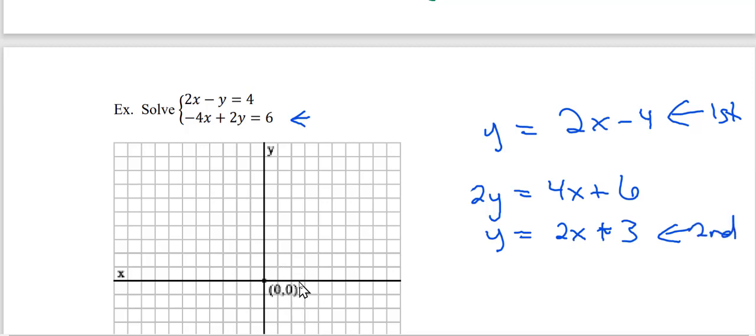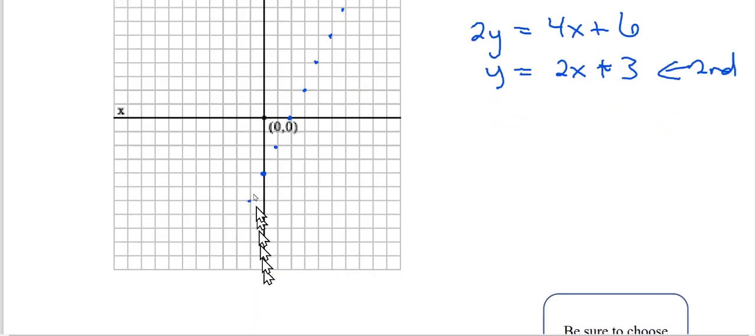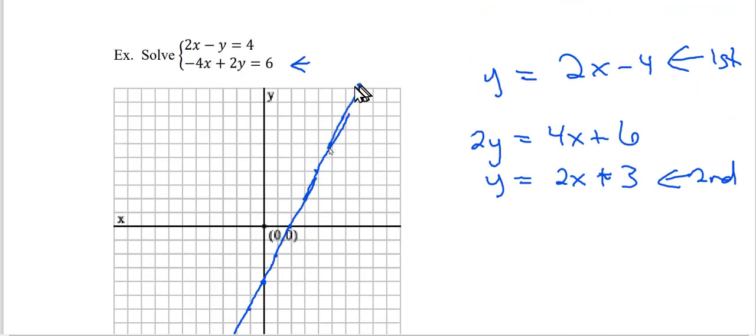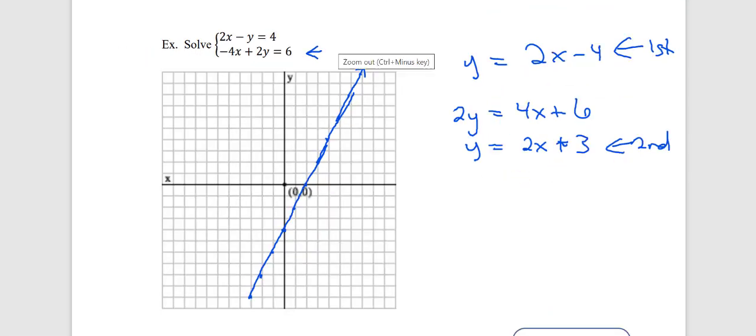y equals 2x minus 4. The y-intercept is -4. Slope is 2. Rise 2, run 1. Rise 2, run 1. I'm just going to go till I run out of space here. That's how I get my best picture. Let me zoom in a little bit so I have better space here. Okay, the other one, so that's y equals 2x minus 4, that y-intercept of -4.